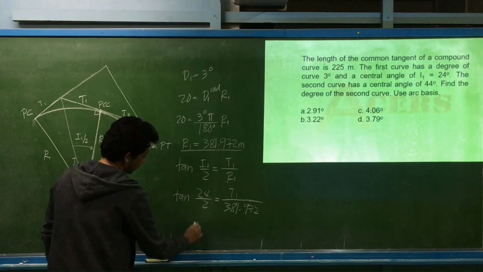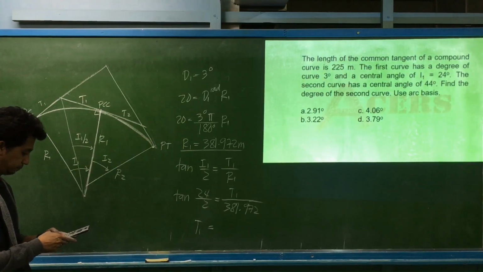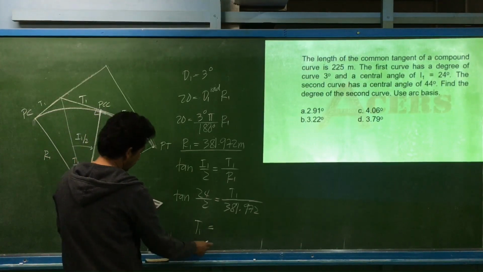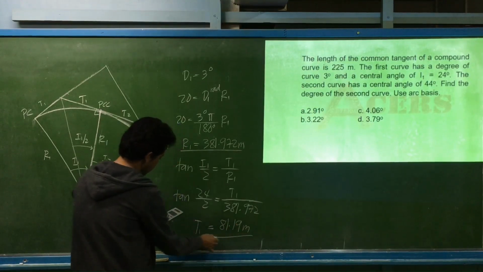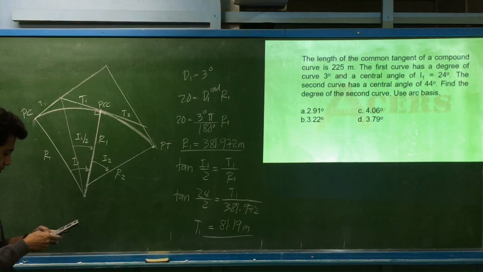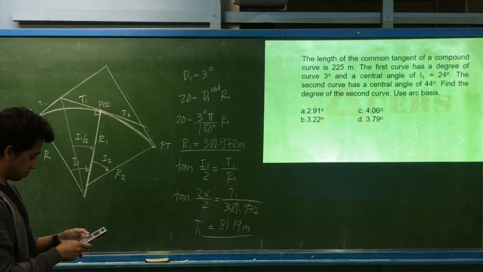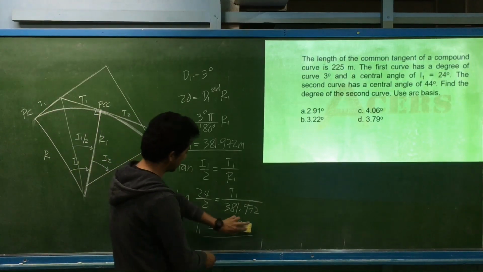381.972 meters. So kunin natin si T1. So tangent number 1 is equal to 81.19 meters. This is tangent of 12 times 381.972. Decimal tayo.